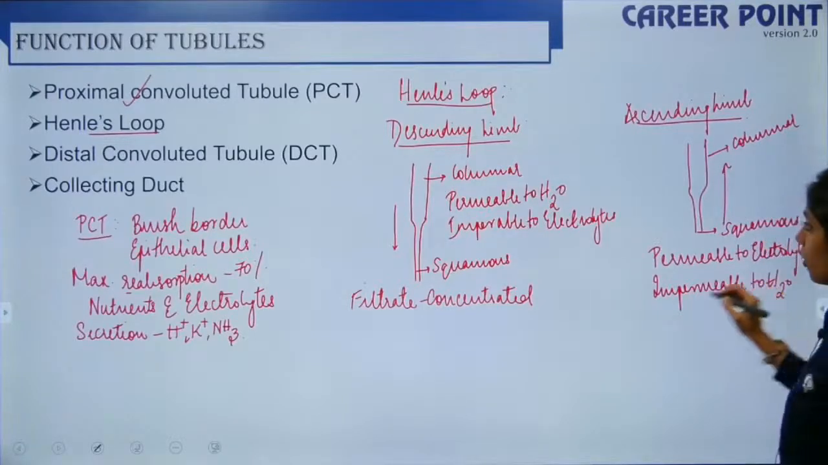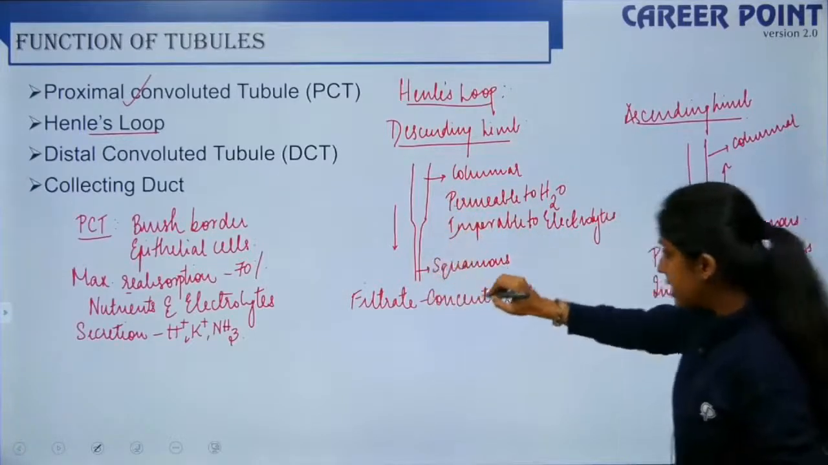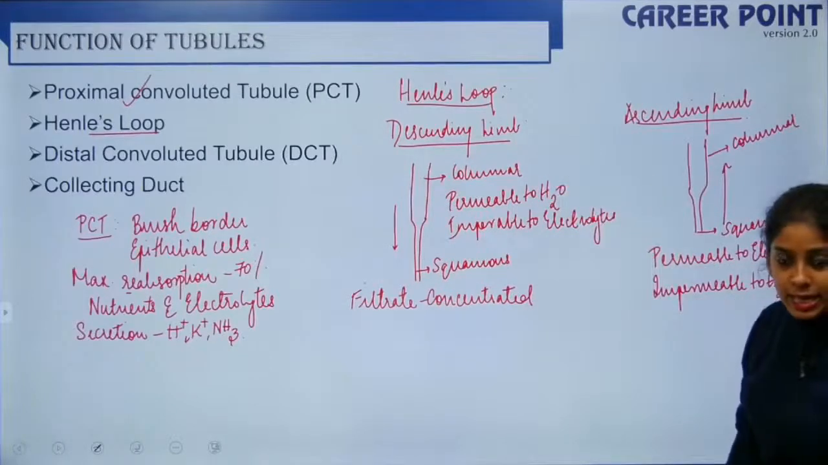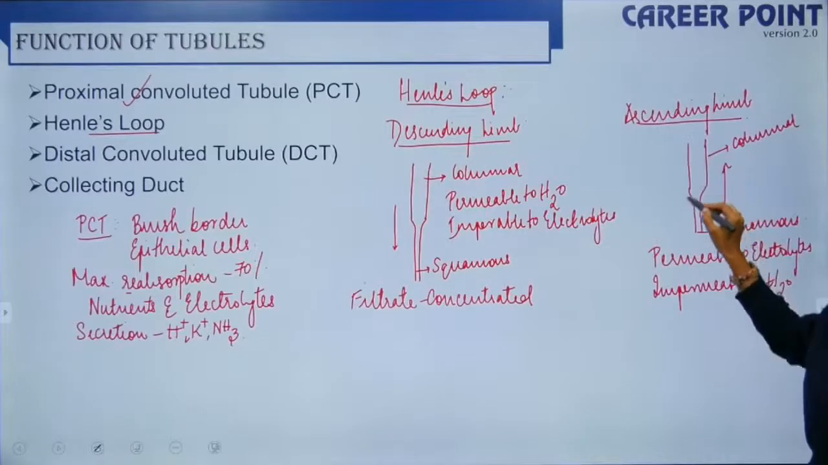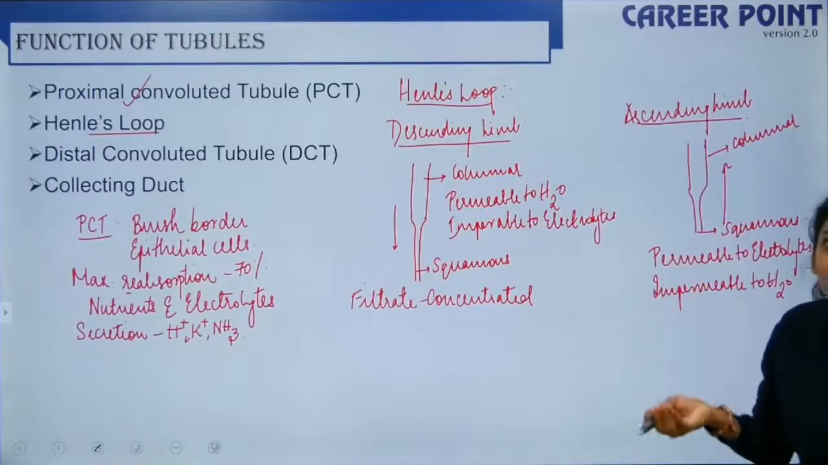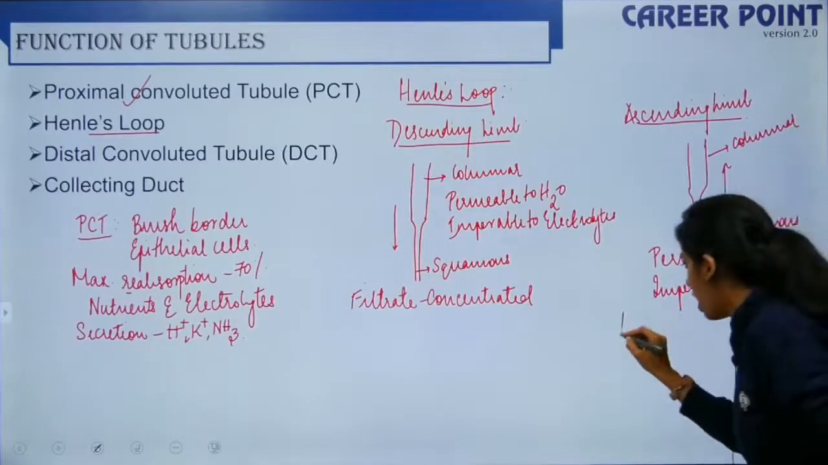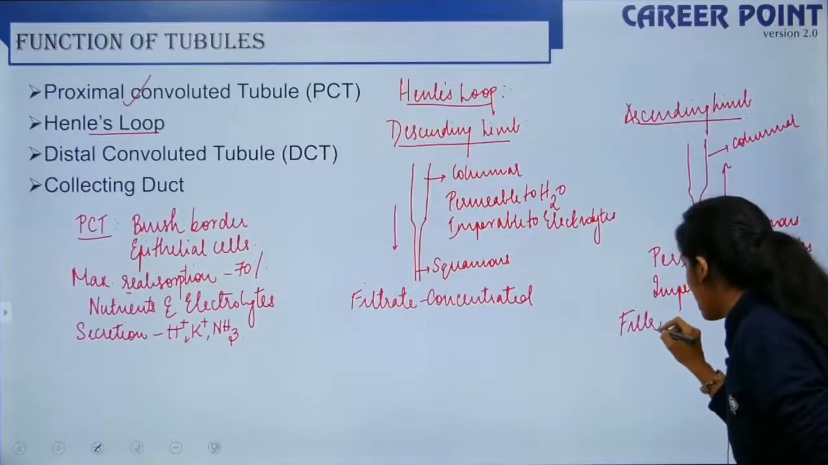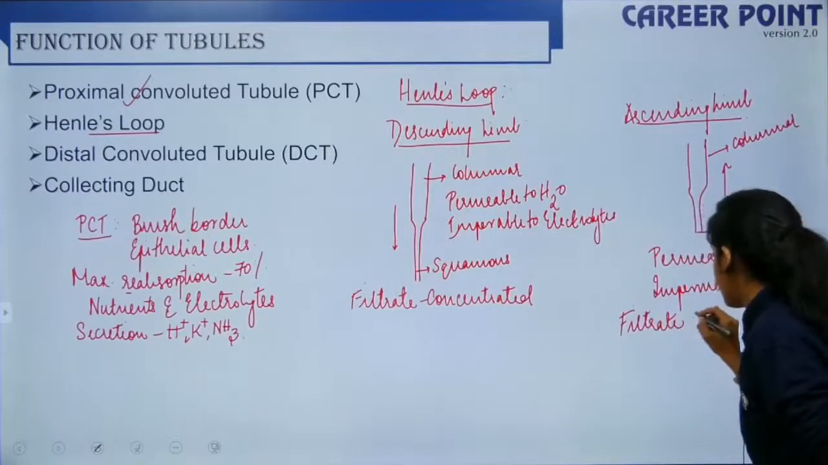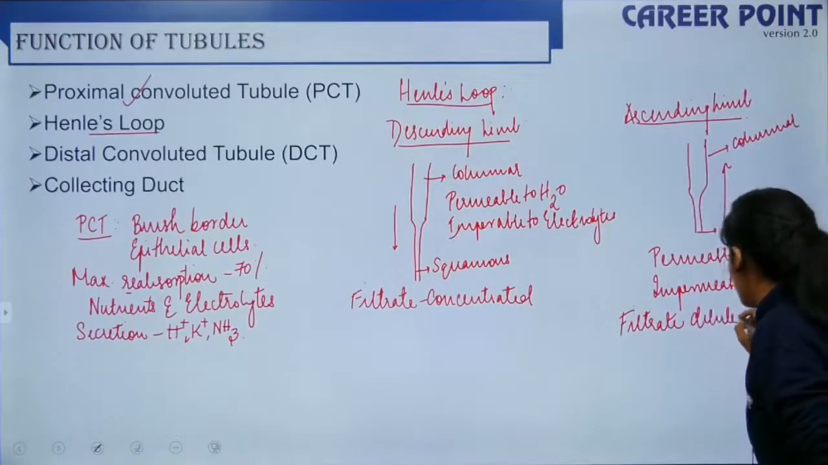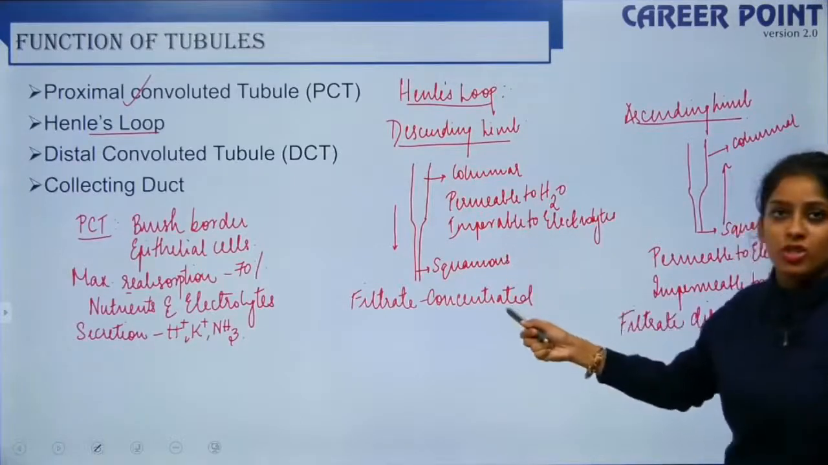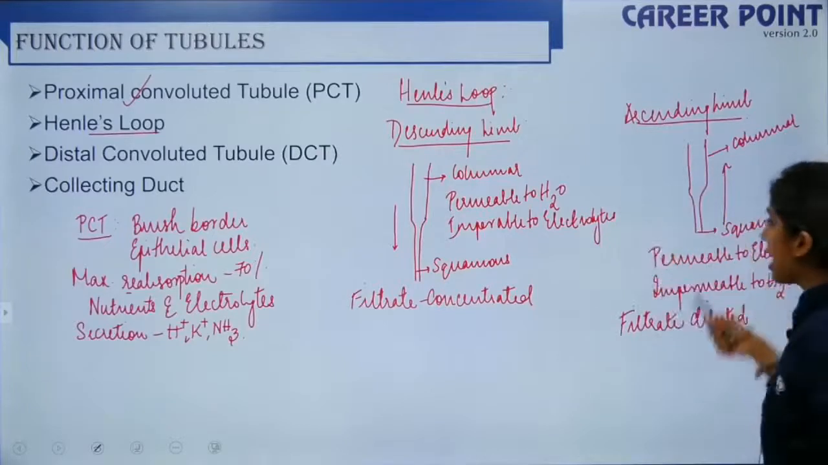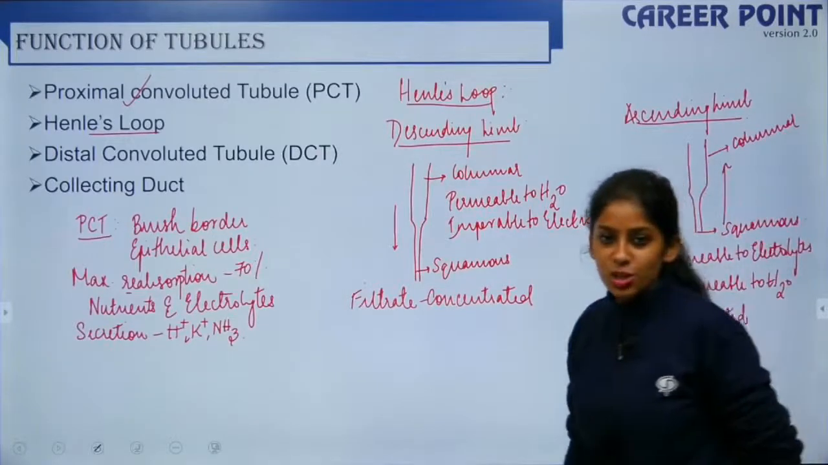So now when the fluid is coming like this and moving into the ascending limb, the electrolyte moves out from here. So what remains? Only the remaining fluid, that is water. So here the filtrate is diluted. Is this clear? So why the filtrate is concentrated here and why it is diluted here is clear to everyone?